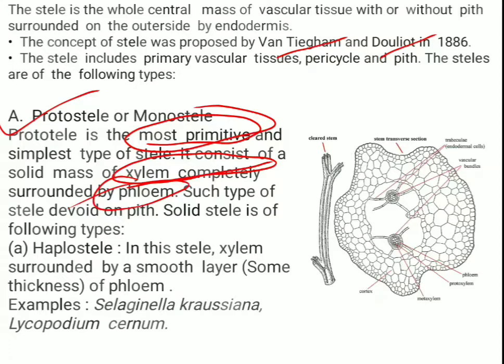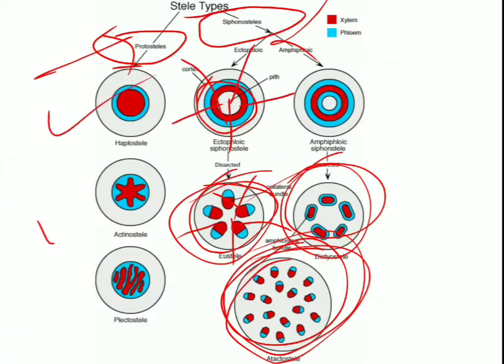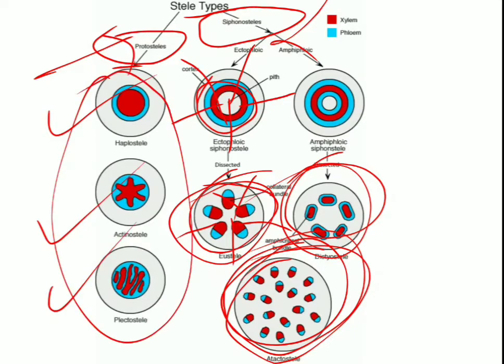pith. Okay, in this type, devoid of pith means pith is completely absent. Solid stele is of the following types. First is the haplostele. Okay, you can see in this figure haplostele, actinostele and plectostele. Okay, we will discuss these three types briefly.